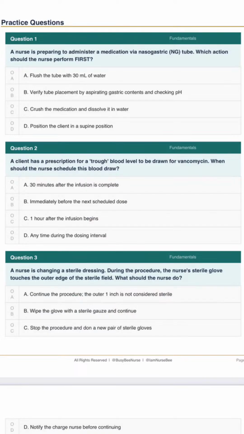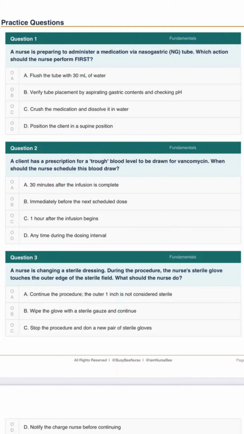A nurse is changing a sterile dressing. During the procedure, the nurse's sterile glove touches the outer edge of the sterile field. What should the nurse do? Now it has A, continue the procedure. The outer 1 inch is not considered sterile. B, wipe the glove with the sterile gauze and continue. C, stop the procedure and don a new pair of sterile gloves. And if you guys don't know what don means, that means put on a new set of gloves.